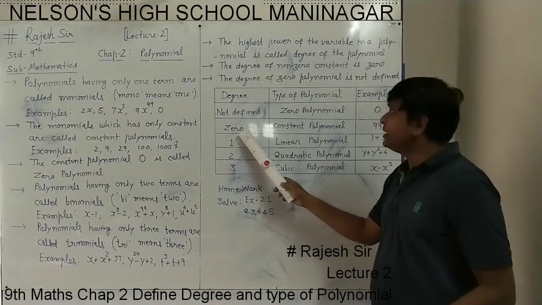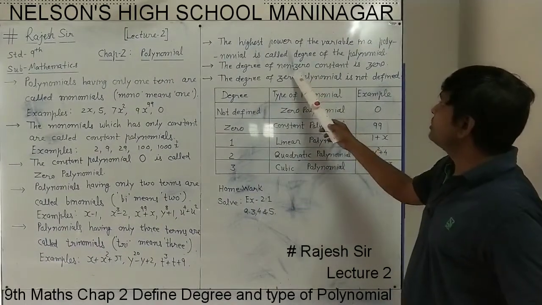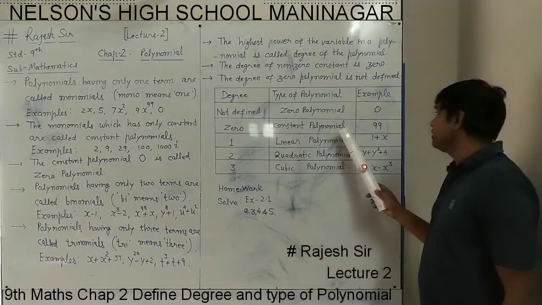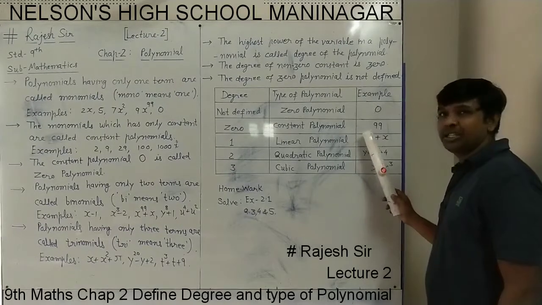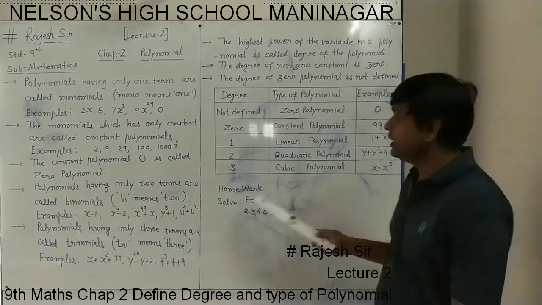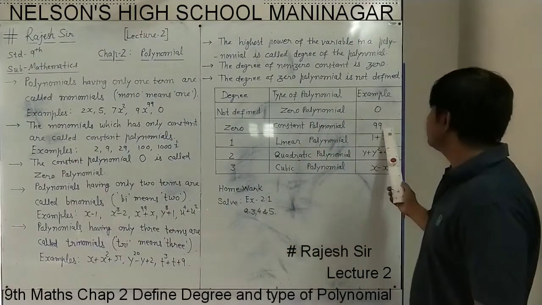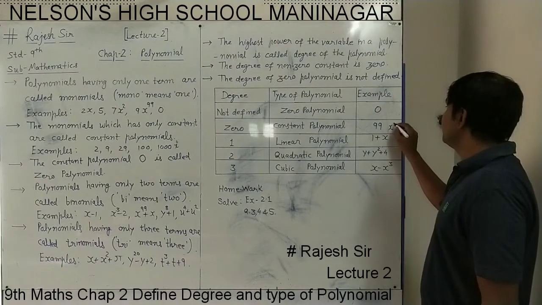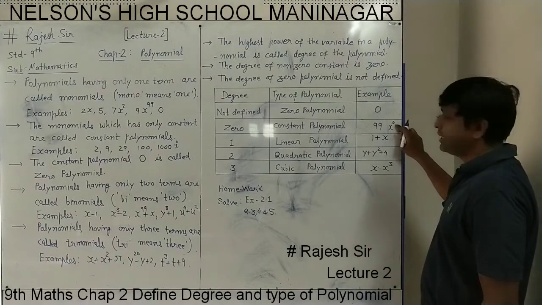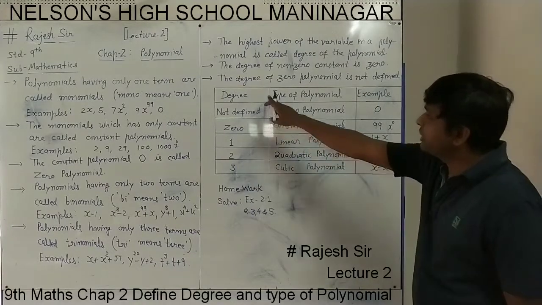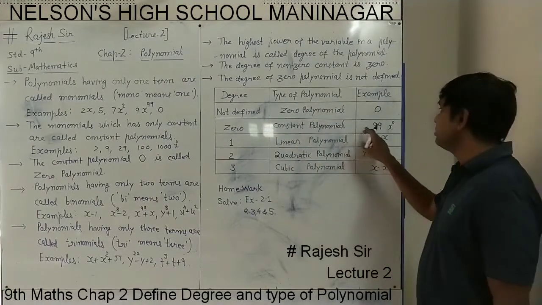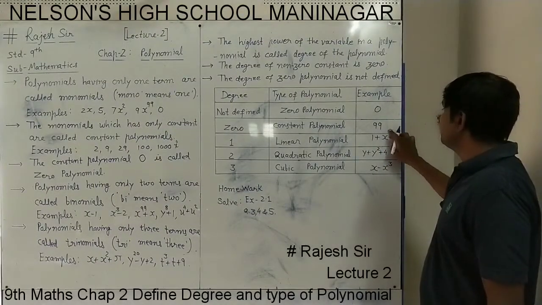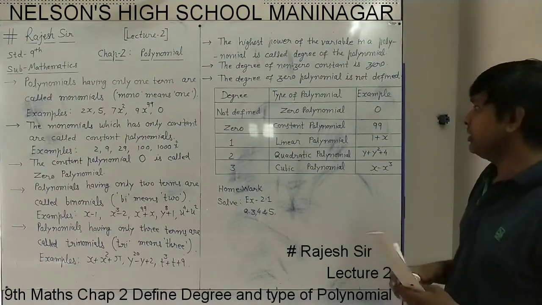And when the degree is 0, this point is there for the non-zero constant. So the type of polynomial will be the constant polynomial, and a constant polynomial means any real number, like 99. One example I have done; we can write any real number in place of this. The variable we can consider as x, raised to power 0. So the highest power is 0, so the degree is 0, and the type of polynomial is constant, because x to the power 0 means 1, so we are not writing the variable with it. So it is called a constant polynomial.